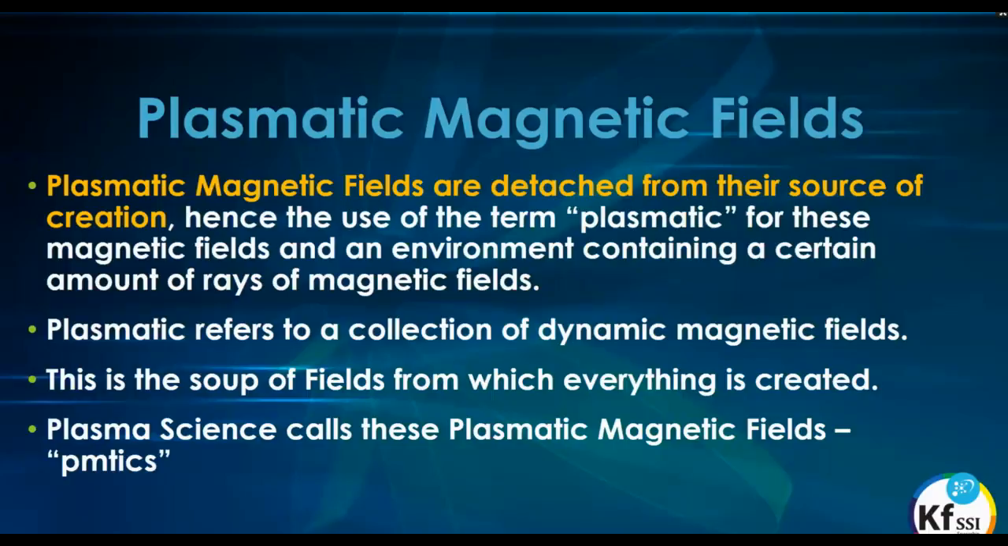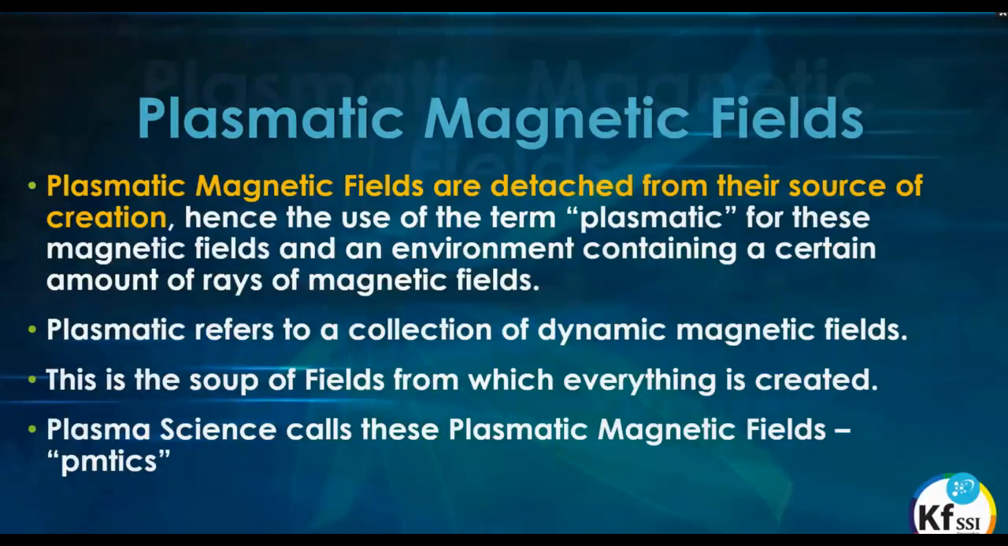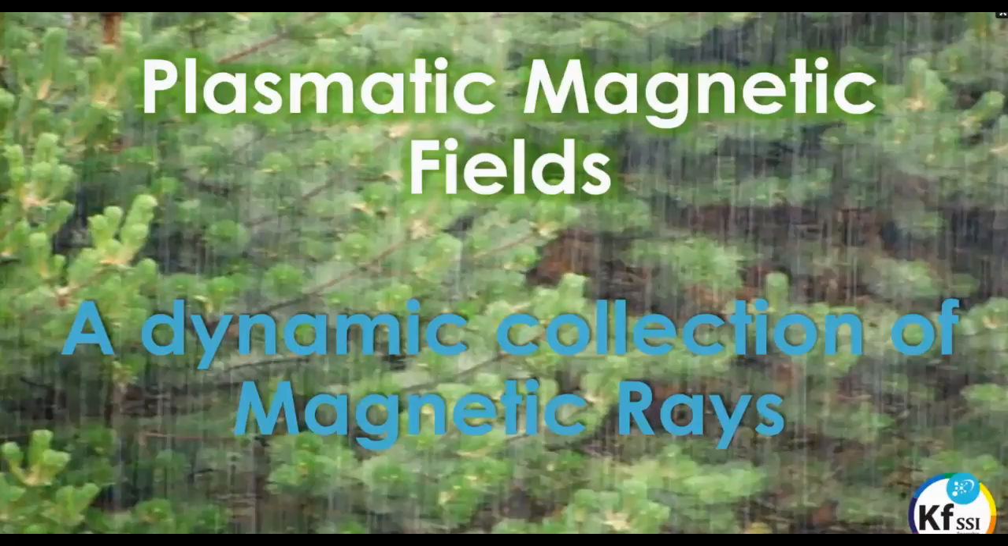So when one starts understanding and reading the books and a lot of the teachings, the public teachings, and even the private teachings, you'll see that Mr. Kesh refers to a lot of these abbreviations, and so one has to start understanding these to really understand what is being taught. And so a simple understanding of what plasmatic magnetic fields are is that they are a dynamic collection of magnetic rays.